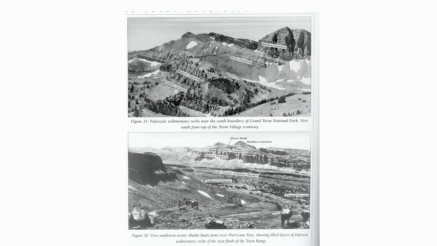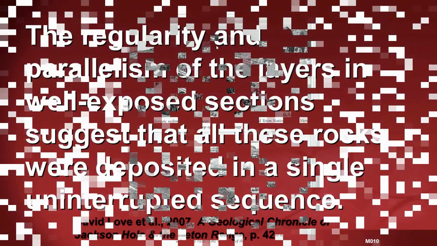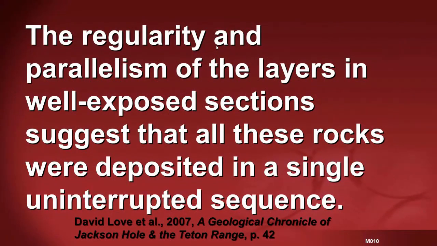They're very similar. There's one extra formation in there, but regardless, they're very similar sedimentary rocks. And you can see that's one layer laid on top of another. And these geologists said the regularity and parallelism of the layers in well-exposed sections suggests that all these rocks were deposited in a single uninterrupted sequence. That's what your eyes should say, your observations, because there's little or no erosion in there. But they don't do that.